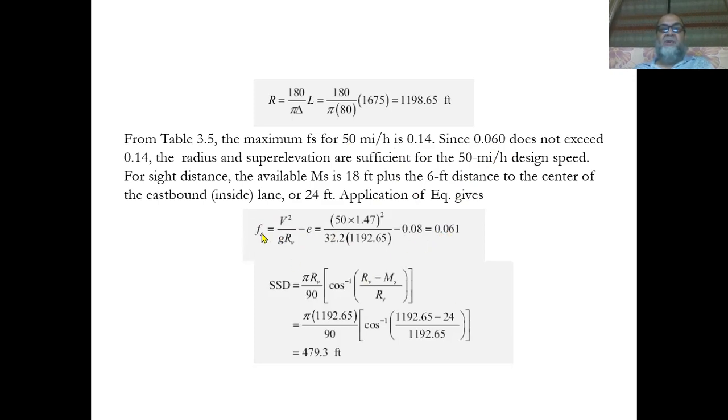Similarly, we know that our super elevation was adequate because we find Fs, and then for this offset distance we can always find safe stopping sight distance using this relation we already know, and we find that the safe stopping sight distance required is 479.8. Remember, R we have calculated by simply subtracting 6 from the RC we calculated, and obviously MS was given 18, but we have added 6 feet, so it becomes the center of the bound length, so that's 120.